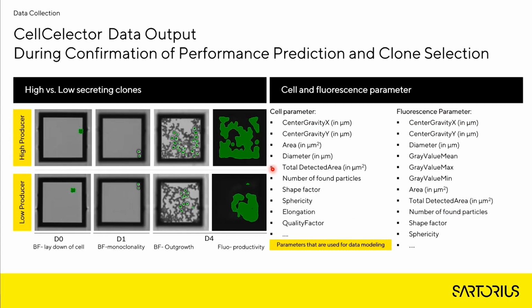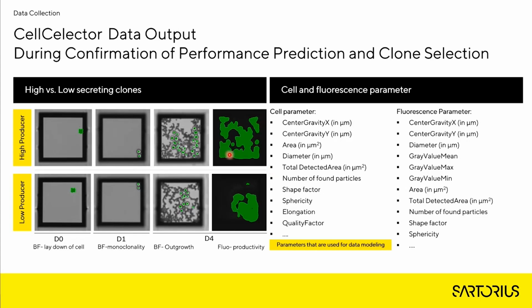So we can start with the data collection part. As I mentioned, we use the output of the cell selector device as the input of our data model. What we are showing in the left-hand side picture are the images captured by the cell selector during the process from day 0 to day 4: from lay down of the cells, monoclonality, outgrowth, and fluorescence productivity, as an example for one low producer and one high producer.